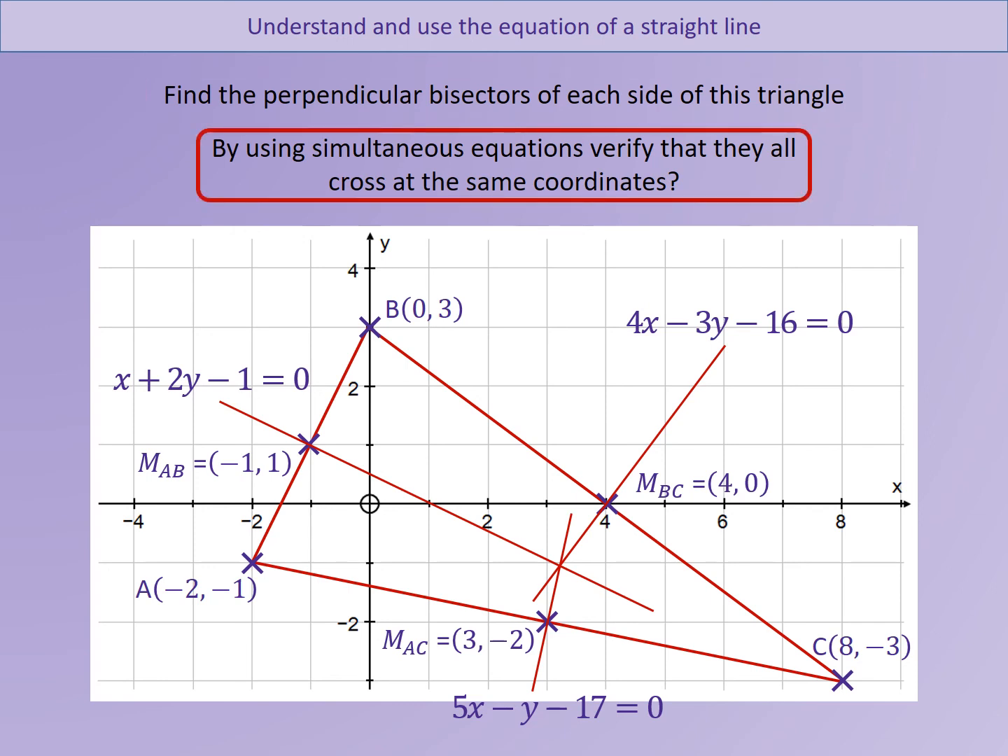And if I solve those 3 lines simultaneously, of course, I only need to solve it for 2, and then I could check it works for the third as well. It turns out that the coordinate where they all meet is 35 over 11 for the x value and minus 12 over 11 for the y value. Fantastic if you've managed to find that point of intersection.